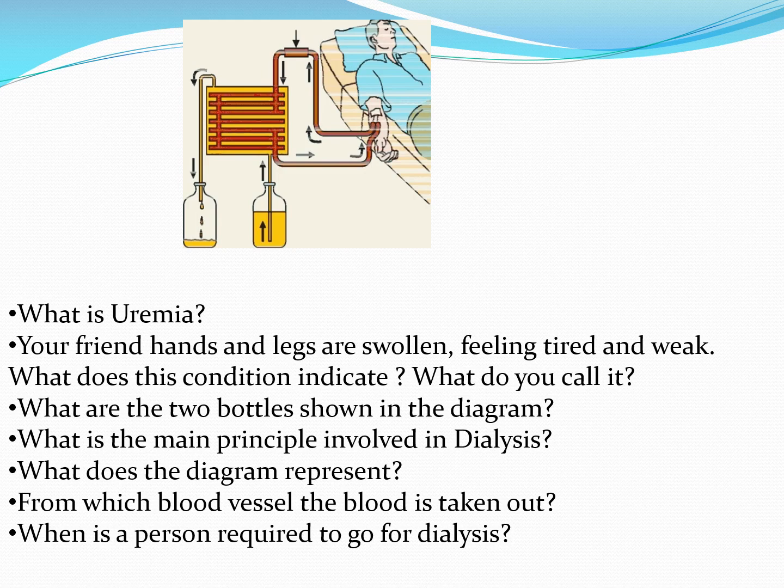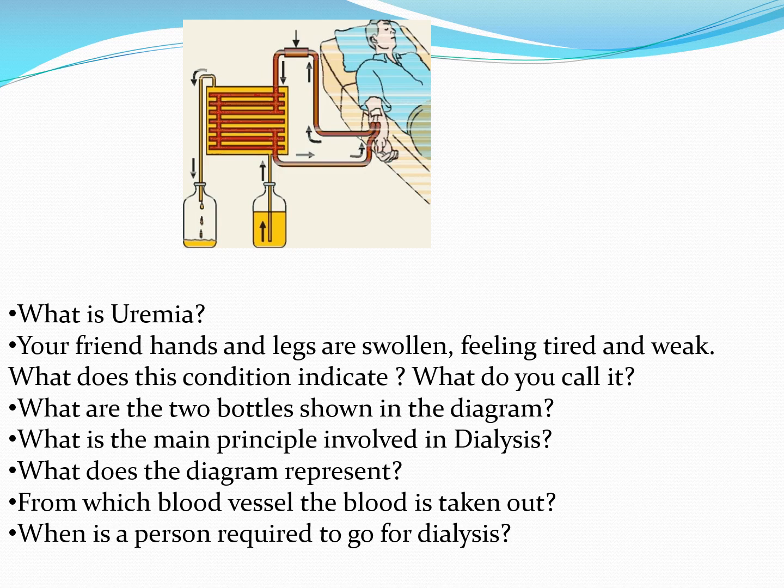Next question. What are the two bottles shown in the diagram? The one towards your right side is the bottle with dialysing fluid. The one towards your left side is with dialysing fluid only, but with impurities. Into the second bottle towards your left side, dialysing fluid is coming, which is carrying impurities.